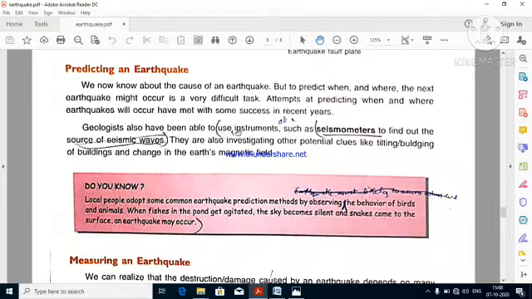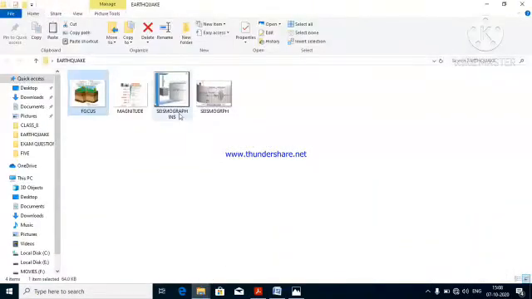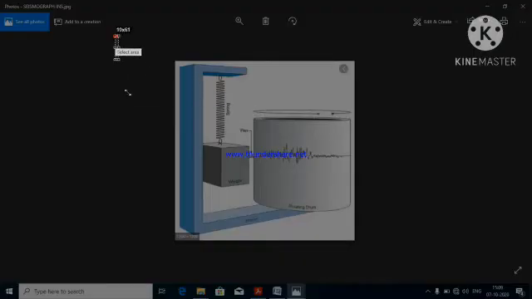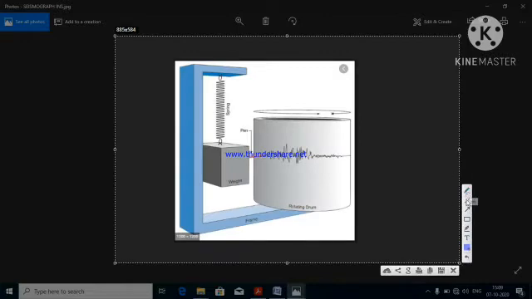Geologists also have been able to use an instrument. What is the name of that instrument? Seismometers. Let us look at how a seismometer looks. This is a seismometer, where there is a spring. Here is the spring. Here is a pen. It is a very flexible pen. This is a rotating drum and this is a frame.